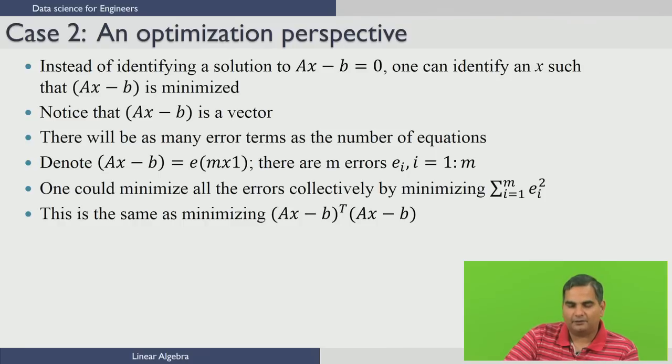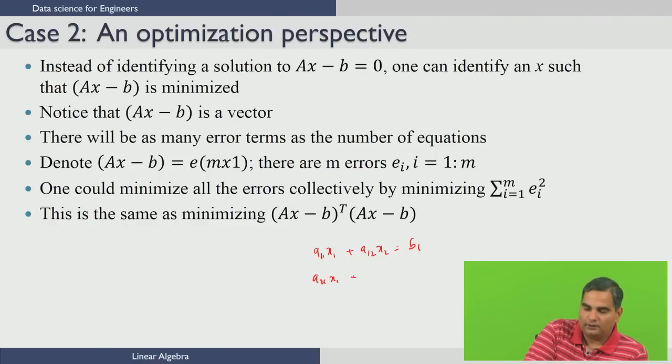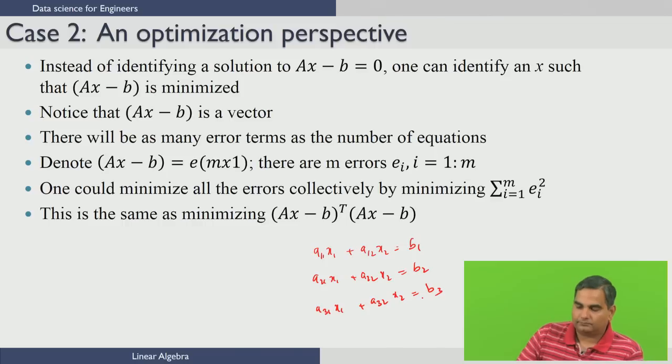Notice that Ax minus b is a vector, and if you take each term in that vector, you can think of each of those terms as an error in an equation. So, to give you an example, if I have a11 x1 plus a12 x2 equals b1, a21 x1 plus a22 x2 equals b2, a31 x1 plus a32 x2 equals b3.